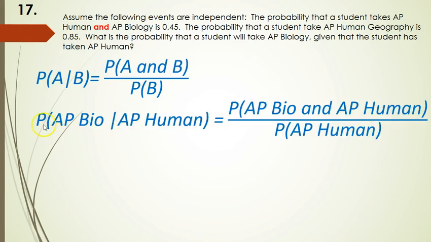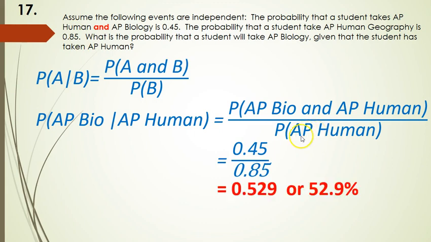So that means we're going to take the probability of AP Bio given that they've taken AP Human, right? So we're going to take our and probability, which is this one up here, 0.45, and we're going to divide it by our AP Human probability, which is our 0.85. When we do that, we get 0.4529 or 52.9%.